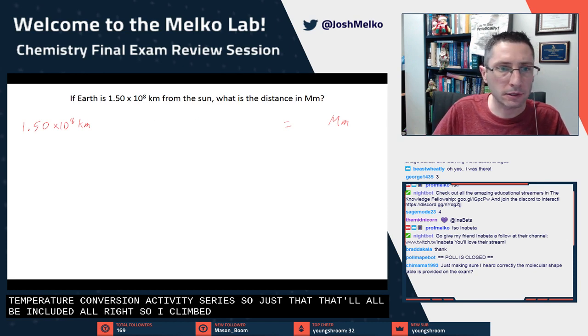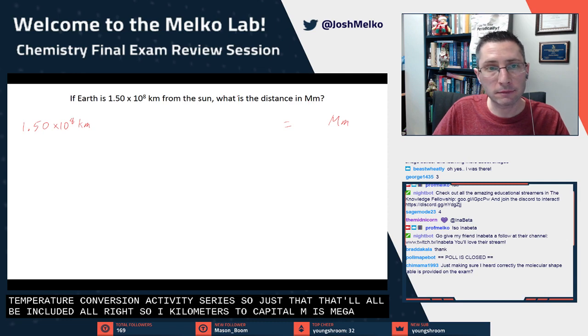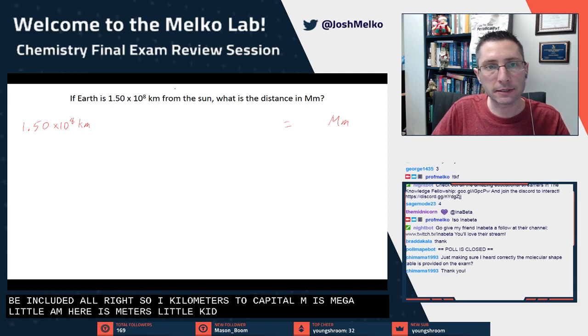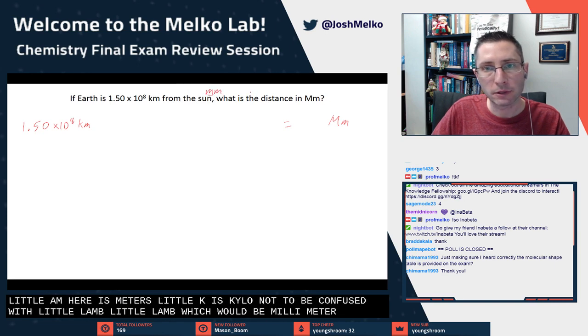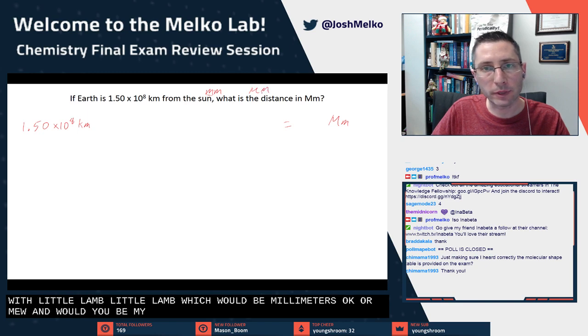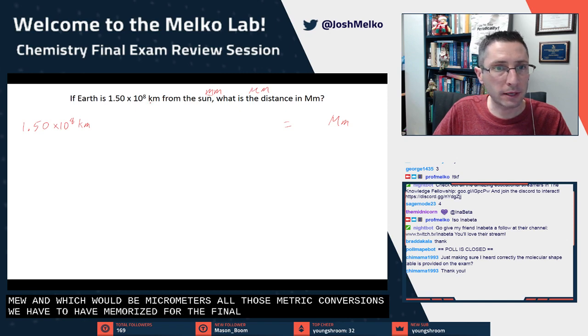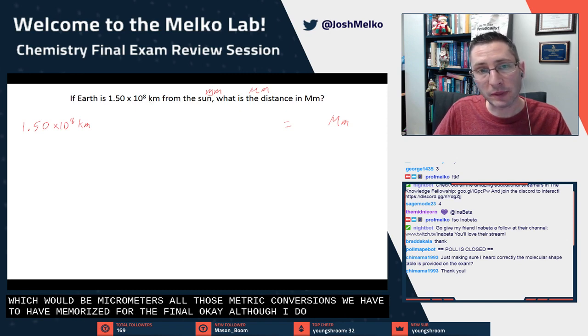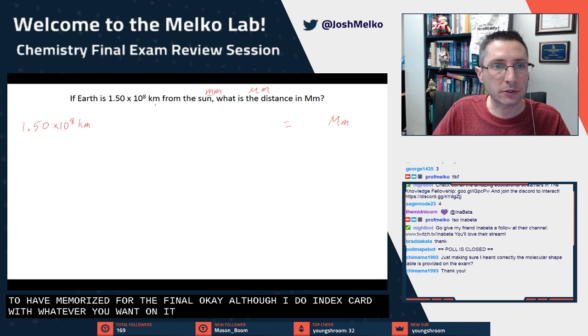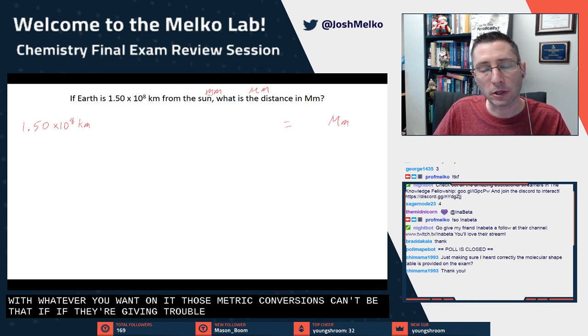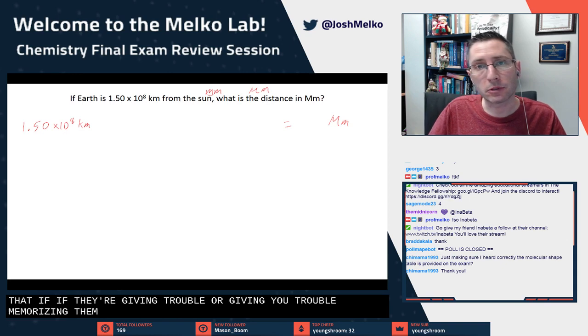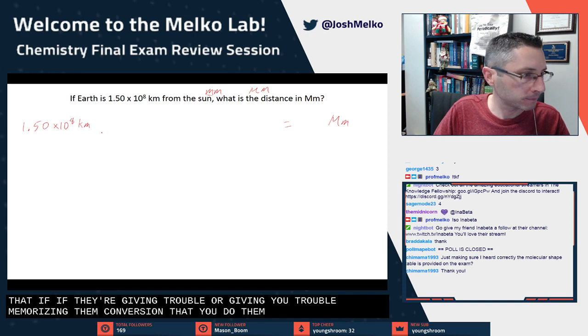All right, so kilometers to capital M is mega, little m here is meters, little k is kilo, not to be confused with little m, which would be millimeters, or mu m, which would be micrometers. All those metric conversions we have to have memorized for the final. Although it's holiday season and I'm in a giving mood, you can bring a 3x5 inch index card with whatever you want on it. Those metric conversions can be on it if they're giving you trouble memorizing them. The thing is, the more practice problems you do, you sort of internalize those conversions as you do them. You're welcome.